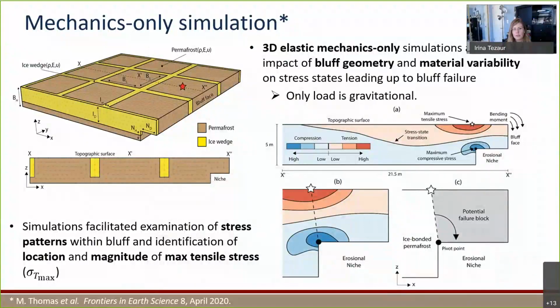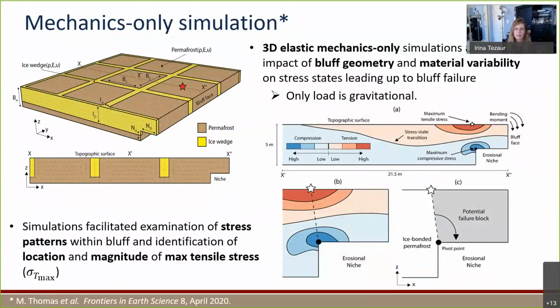The idea was to have a set of 3D mechanics simulations aimed at assessing the impact of the bluff geometry and material variability on the stress states leading up to bluff failure. So you could think of it as a kind of crude sensitivity study. This is a mechanics only simulation. We're primarily looking at block failure due to gravitational loading. So the only loading we had here was the gravitational loading.